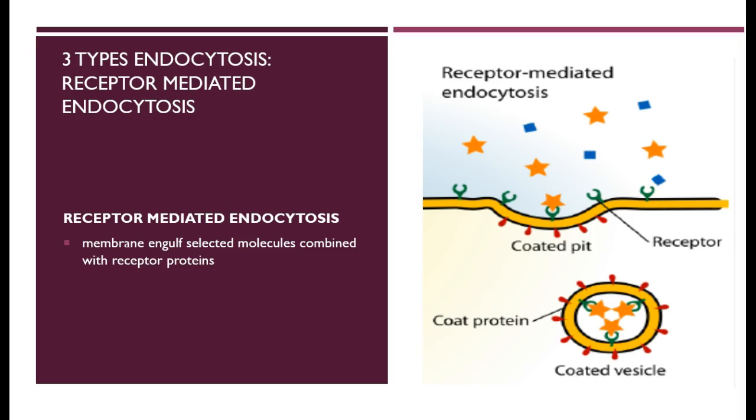The third type of endocytosis is receptor-mediated endocytosis. The process is when the membrane engulfs selected molecules combined with the receptor proteins that exist on the surface of the membrane.